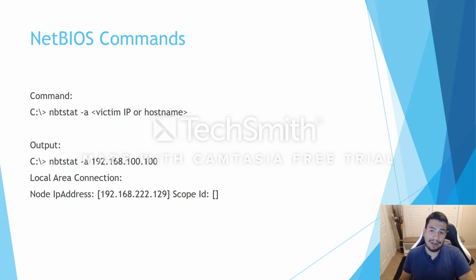So the most common command used with NetBIOS is simply nbtstat. This command produces output about a specific target, which helps in further enumerating systems on a network. Here we can see the actual command is very simple to execute. It's simply nbtstat -a, and then you put the victim IP or host name. The output looks similar to what I have here, though this is not complete output. The rest of it is on the next slide.